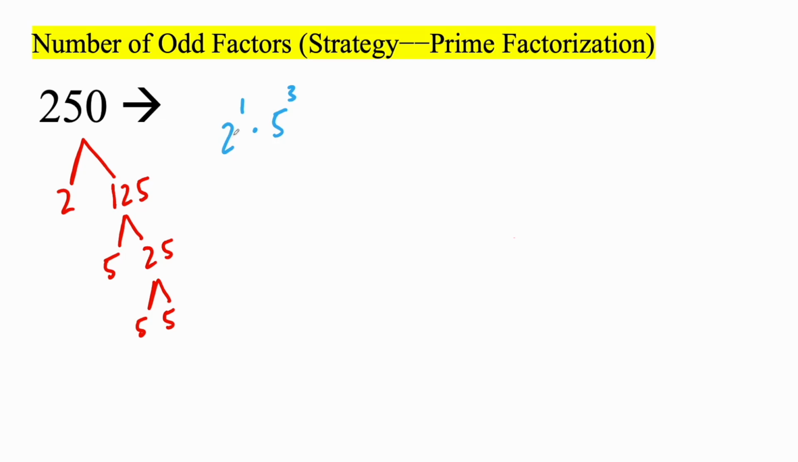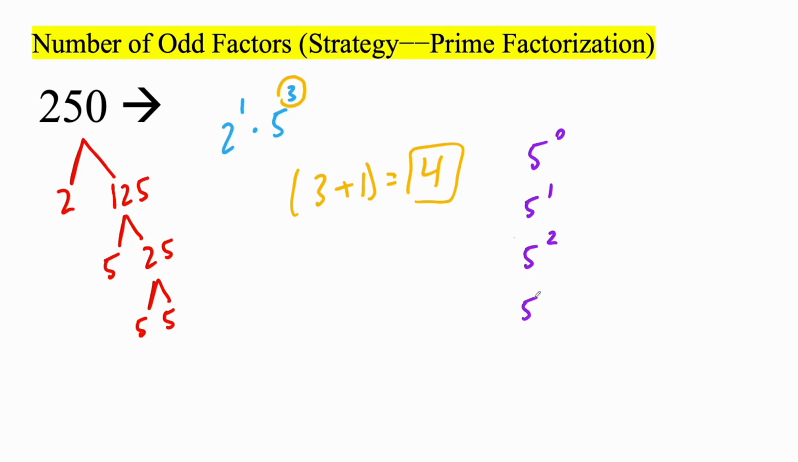Now 2 is even, so we get to ignore it, so now just focus on our 3. And so our answer is going to be 3 plus 1, which is equal to 4. So there's 4 odd factors. And in particular, they're going to be 5 raised to 0, 5 raised to 1, 5 raised to 2, 5 raised to 3. So we'll get 1, we'll get 5, we'll get 25, and we're going to get 125.